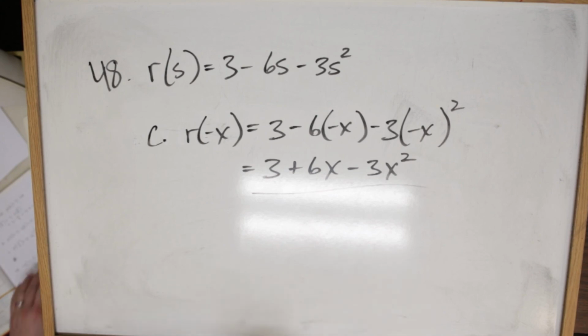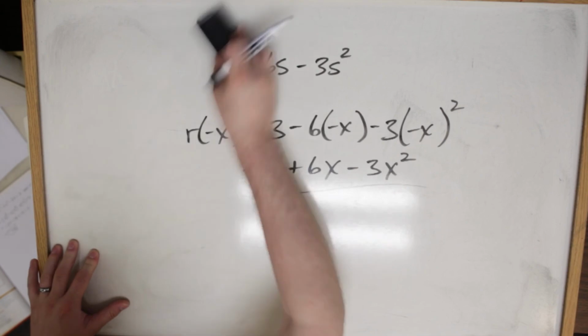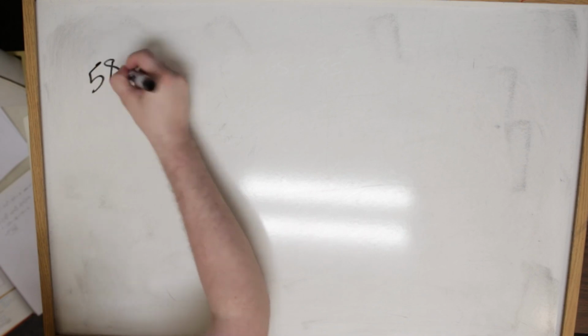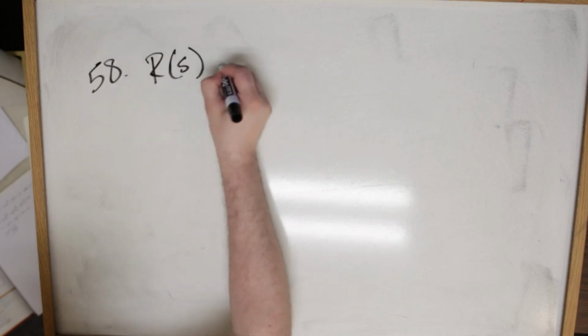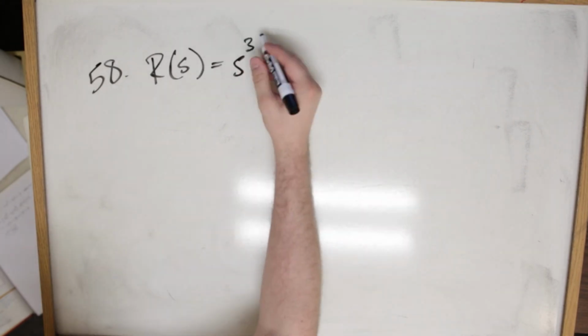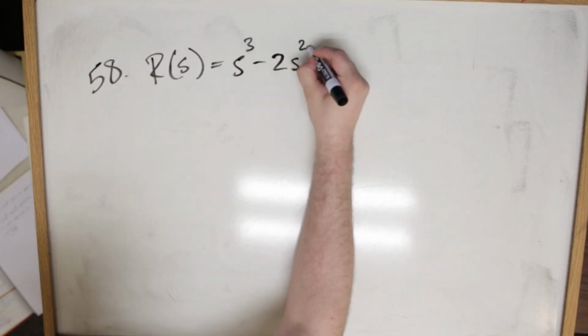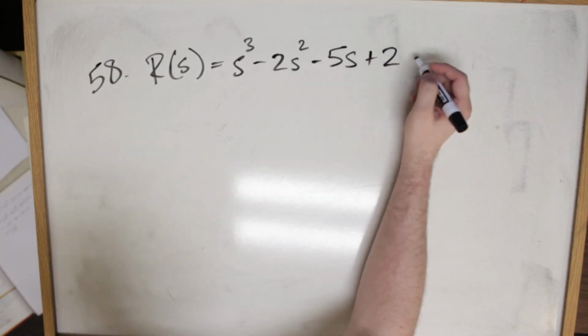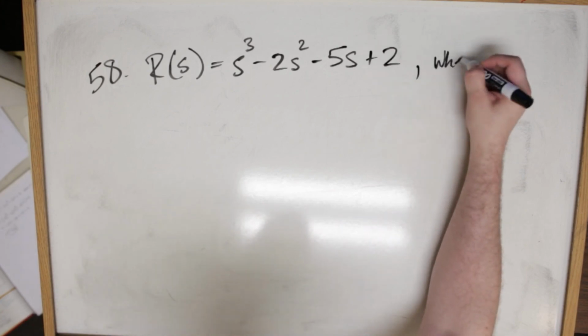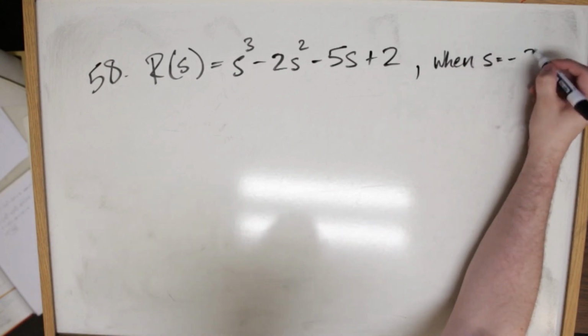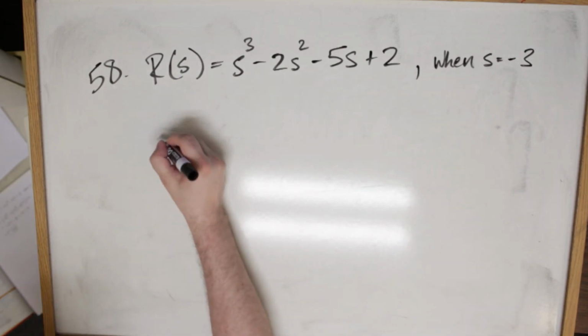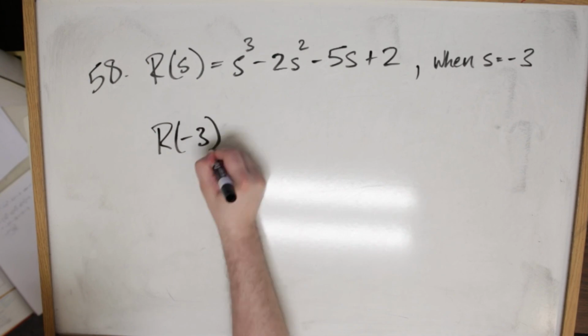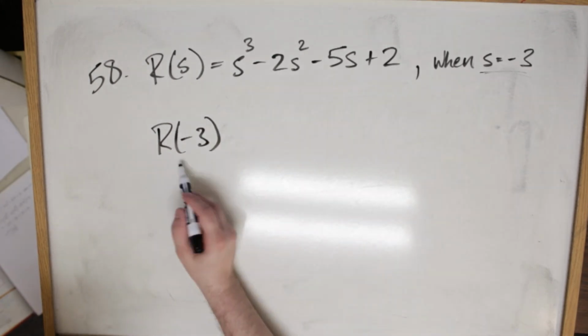So that's question 48. I've got one more question, and then we'll be done. Actually, that's going to be the end of this content. So question 58. R of s is equal to s cubed minus 2s squared minus 5s plus 2. And they're asking us to evaluate when s is equal to minus 3. So what that means is I'm looking for r of minus 3. Remember, s is minus 3, so I'm looking for r of minus 3.